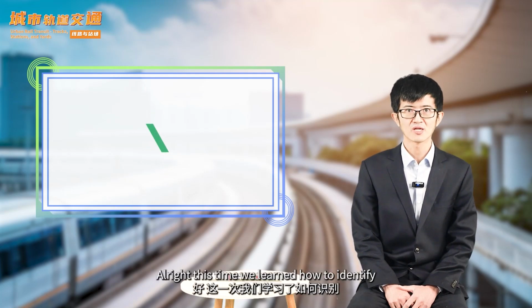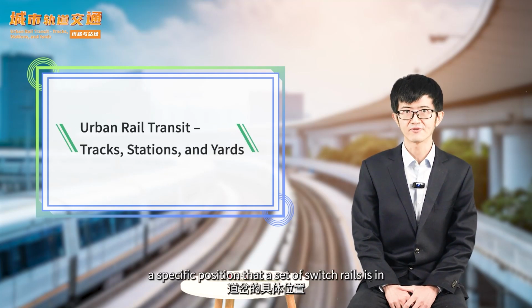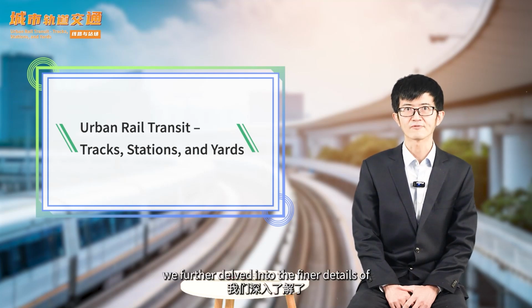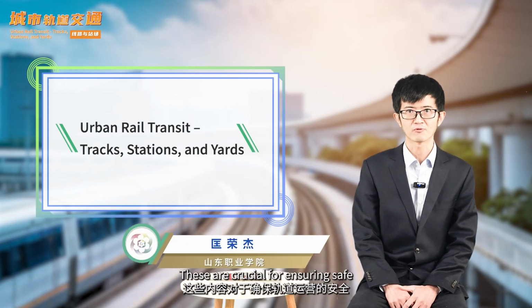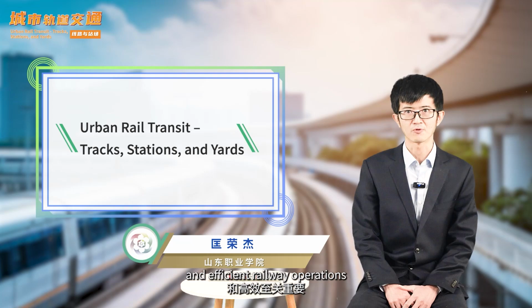Alright, this time we learned how to identify the specific position that a set of switch rails is in. Based on that, we further delved into the finer details of the turnout's manual operation process. These are crucial for ensuring safe and efficient railway operations.